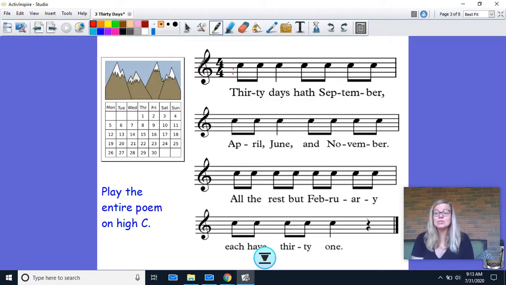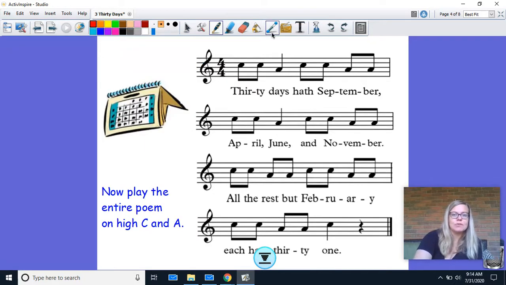Did you hear how I was using the same rhythm from our poem? Okay, why don't you try it with me? 1, 2, ready, go. If you're still having a hard time on that, pause the video and just practice getting that rhythm and then see if you can play it with me. All right, let's keep moving on.